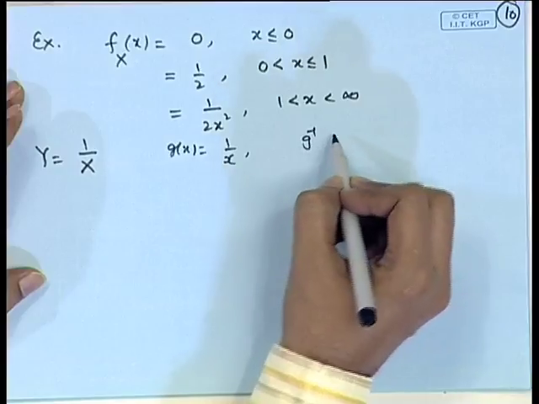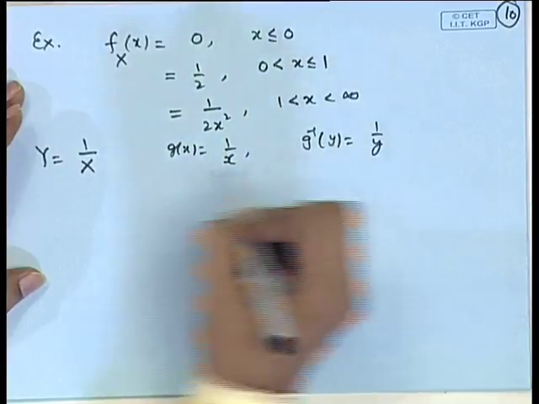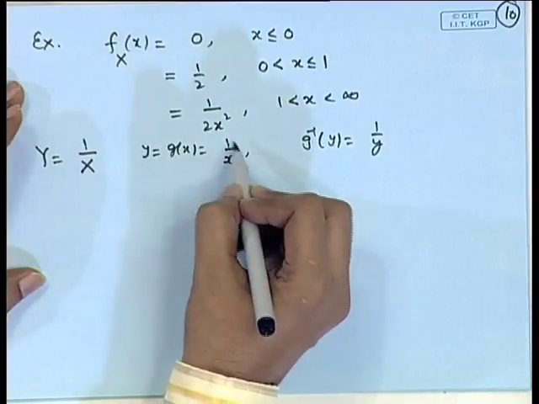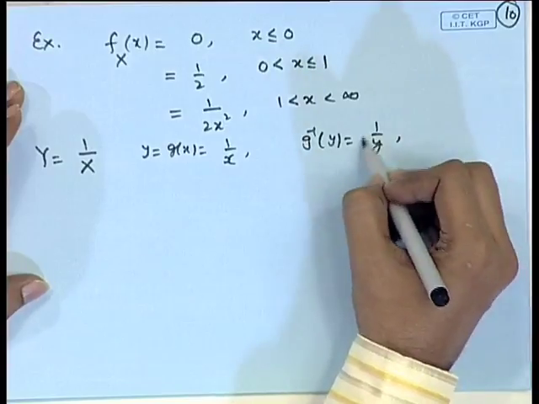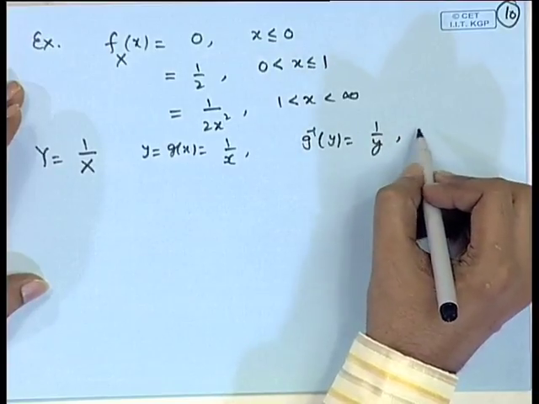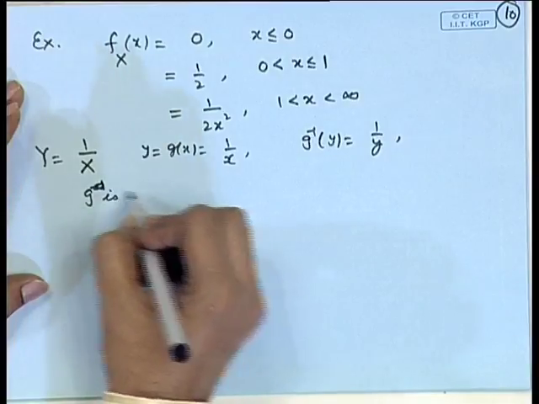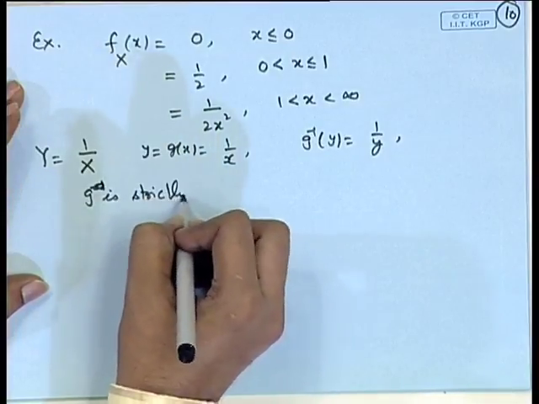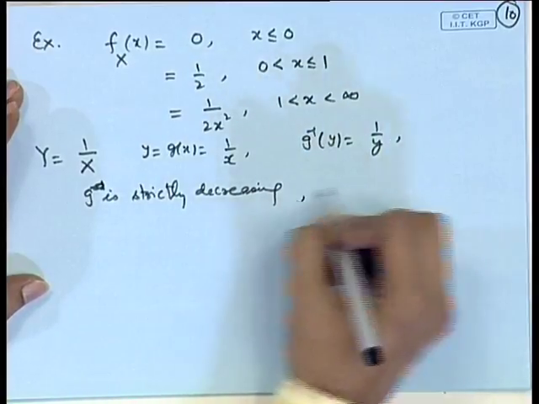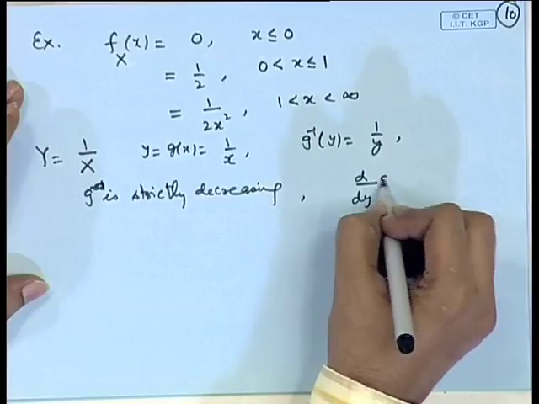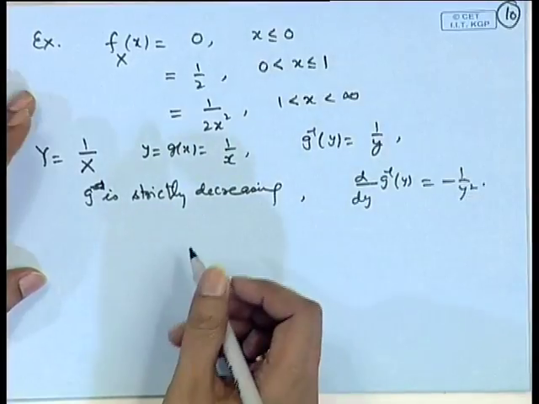So, g inverse function is also the same. If I write this as y, so y is equal to 1 by x. So, x will be equal to 1 by y. If I look at this, this is a strictly decreasing function, g is strictly decreasing and g inverse is also strictly decreasing. So, d by dy of g inverse y is equal to minus 1 by y square.